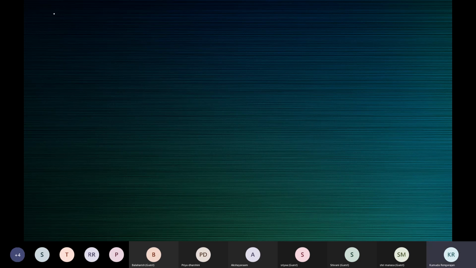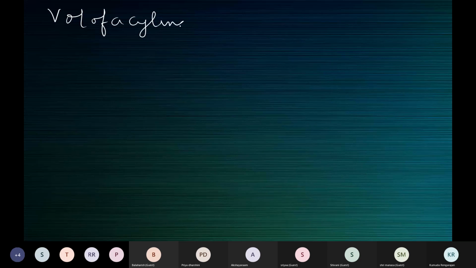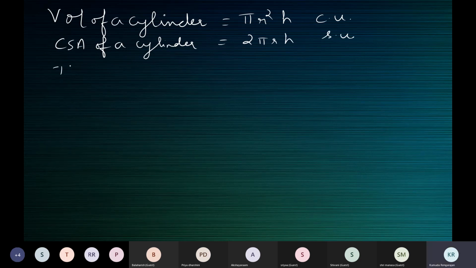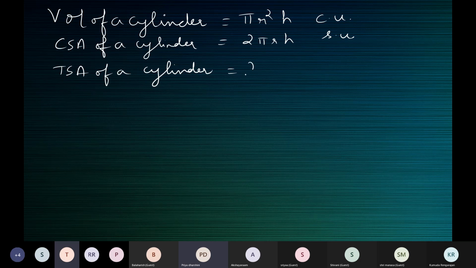So I was asking you, let's do the cylinder next. The volume of a cylinder? Pi r square h, cubic units. Curved surface area of a cylinder? 2 pi r h, square units. Total surface area of a cylinder? 2 pi r into h plus r, or r plus h.